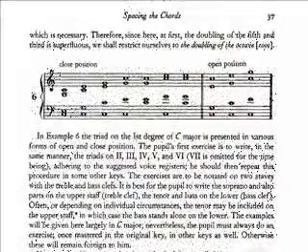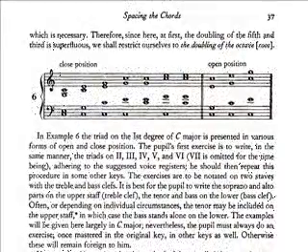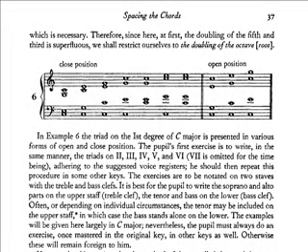And here's example 6. In example 6, the triad on the first degree of C major is presented in various forms of open and closed position. The pupil's first exercise is to write, in the same manner, the triads on 2, 3, 4, 5, and 6. 7 is omitted for the time being. Adhering to the suggested voice registers, he should then repeat this procedure in some other keys.